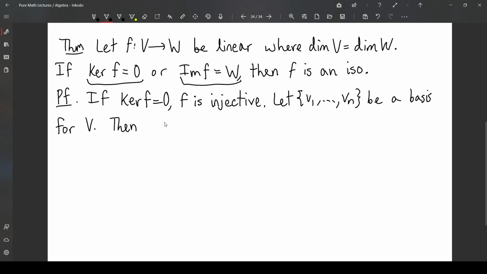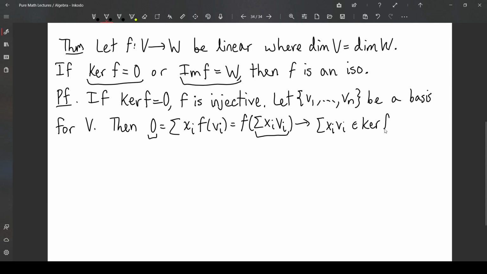let's consider a linear combination of the f of v sub I. By definition of a linear map, a linear combination of f values is just going to be f of the linear combination. And so the input here is giving us 0, so that means the sum of xi vi is in the kernel of f. But the kernel is just 0, so each xi is equal to 0, and so the f of v sub I are linearly independent.